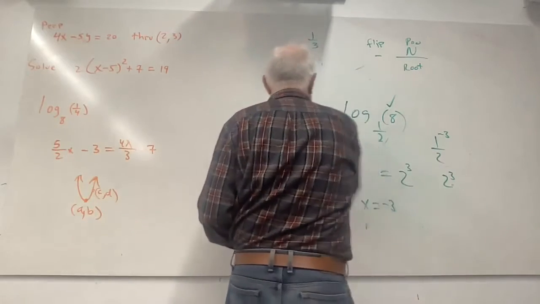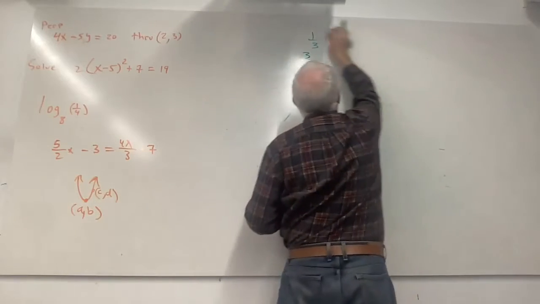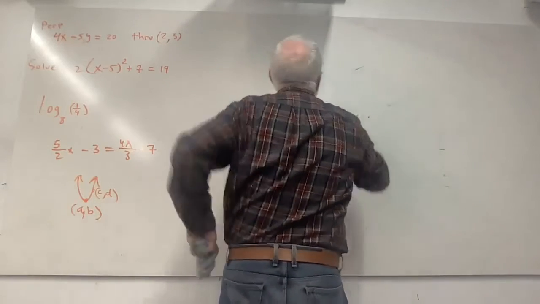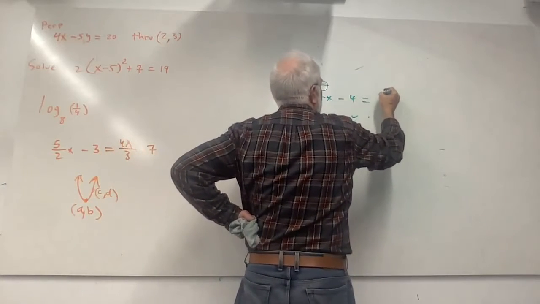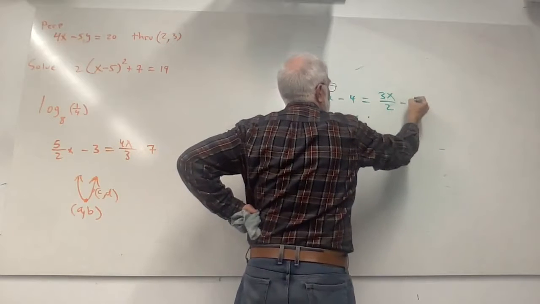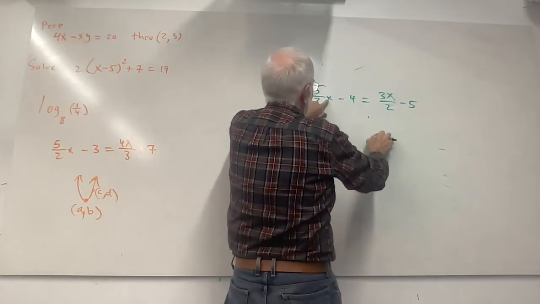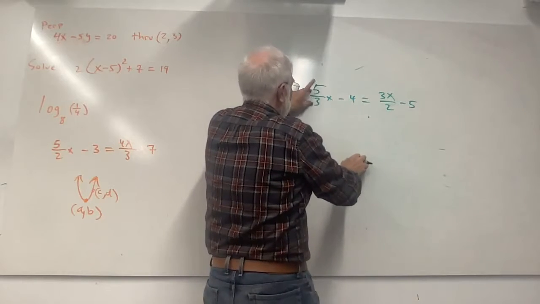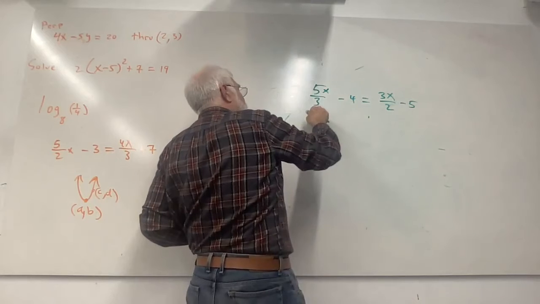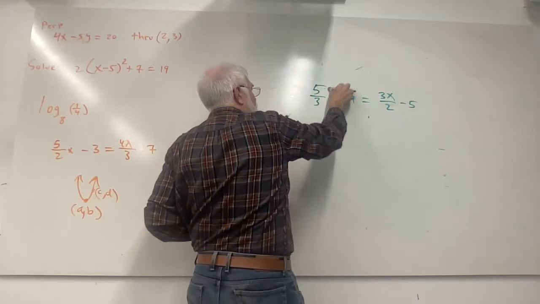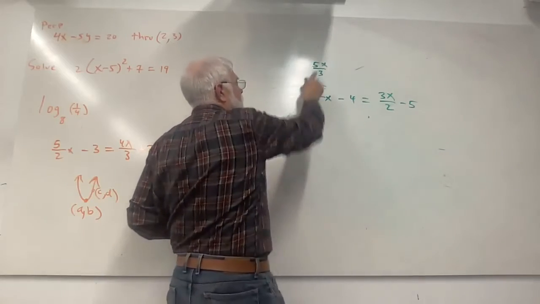All right, 2 more problems, which means 10 more problems, or 8. I don't know, I'm losing track. All right, so we're looking at 5/3 x minus 4 equals 3x over 2 minus 5. Now I wrote it this way so that you can see that these mean the same thing. When you multiply a fraction times another number, you do the multiplication first and then the division. So I want to make sure that you understand that I could have written that this way as well, interchangeable.